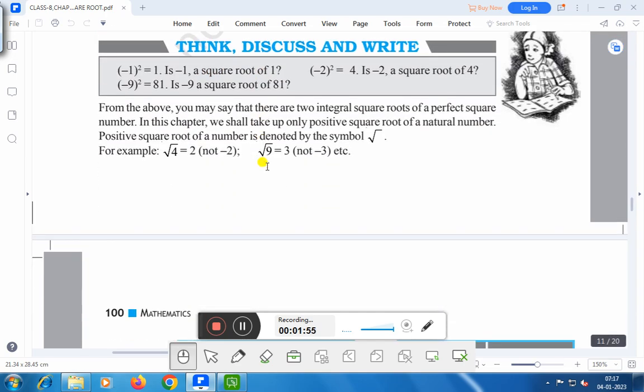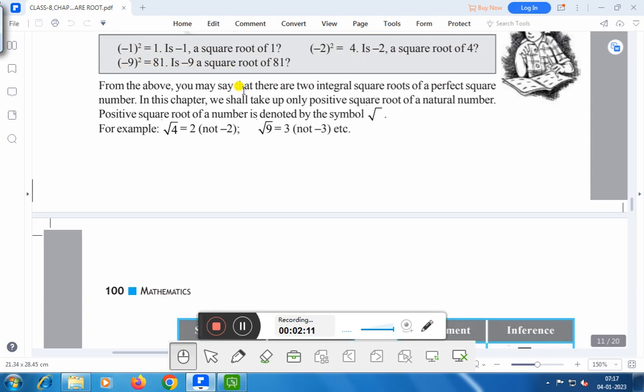In this way you can find more. Here you see, (-1)² is equal to 1. Is -1 a square root of 1? (-2)² is 4. Is -2 a square root of 4? (-9)² is equal to 81. Is -9 a square root of 81? From the above, you may say that there are two integral square roots of a perfect square number. In this chapter, we shall take up only the positive square root of a natural number.